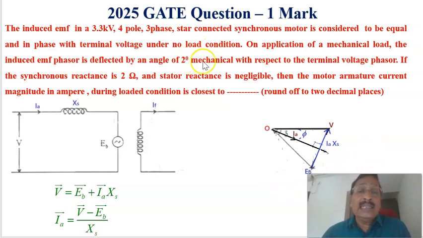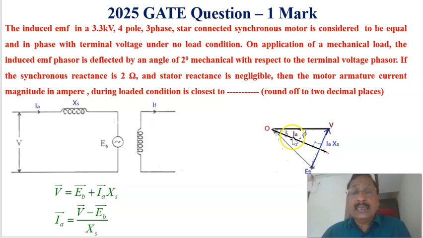Here mechanical degree is equal to 2 degree, and delta means the phase angle between the terminal voltage V as well as the back EMF EB. That angle we call delta. Actually, we'll be calculating that corresponding to 2 degree mechanical, in the coming slide.